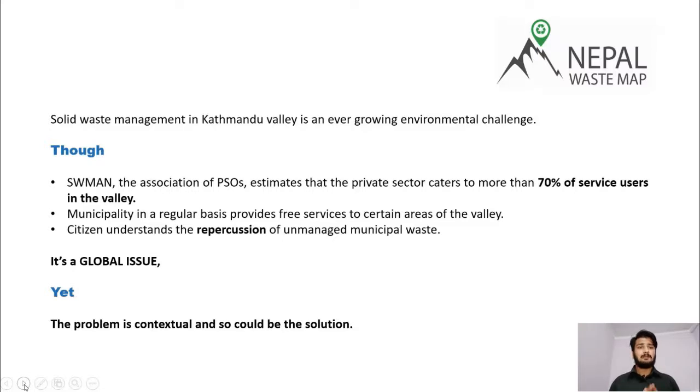On the other hand, the metropolitan city does provide free services, but it is only limited to certain regions of the city. Only a few citizens in the city are aware of the consequences of unmanaged municipal waste, but there are not enough resources or infrastructures available in their locality because the service provider has not been able to persuade the other half of the public to get into sustainable waste management practices such as waste segregation.